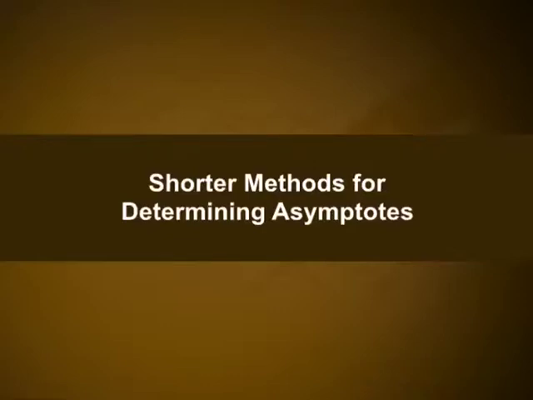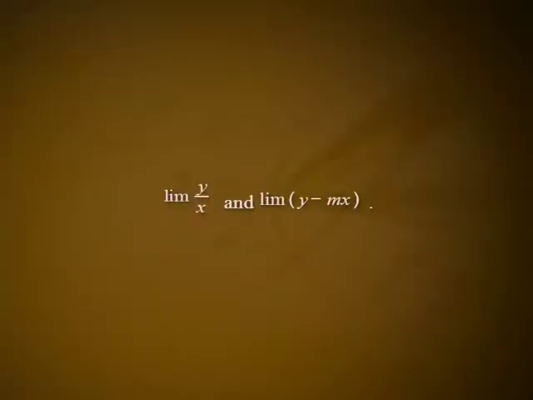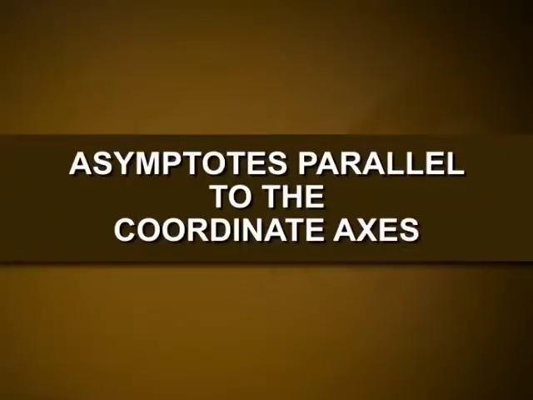Shorter methods for determining asymptotes. In practice, the rules obtained below for determining asymptotes are found more convenient than the method which involves direct determination of limit of y by x and limit of y minus mx. Here, we shall consider only the case of asymptotes parallel to the coordinate axis. Asymptotes parallel to the coordinate axis.